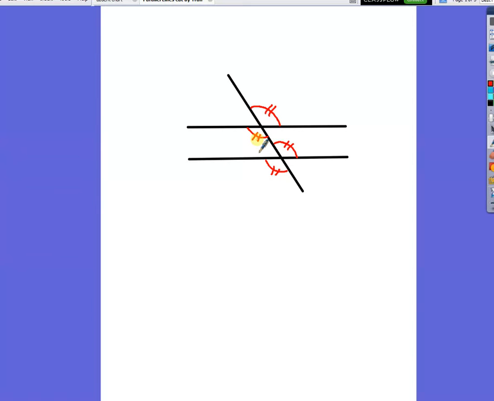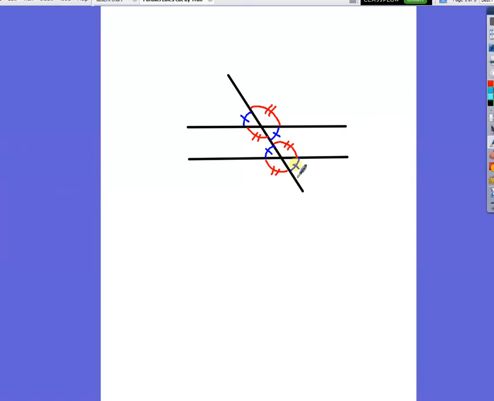Alright? And then the same thing is true of the other four angles. This guy is congruent to this guy because they're corresponding. This guy is congruent to this guy because they're corresponding. The last part of this is that if I take any red angle and add it to any blue angle, it will equal 180 degrees.